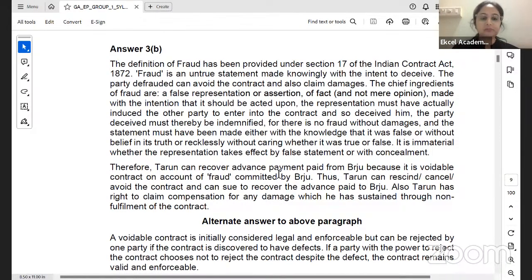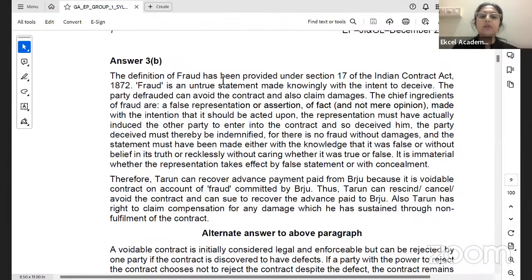You get marks. Okay, so the definition of fraud: see Section 17 of the Indian Contract Act, the definition of fraud is there. So what is fraud? It's an intention to cheat somebody, correct? No, it is an intention to deceive. So now if you see, yes, Briju has defrauded Tarun, telling him that he has a license.